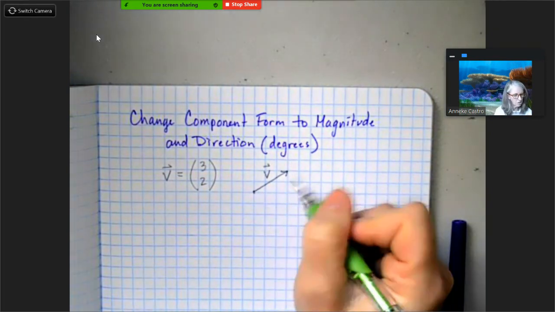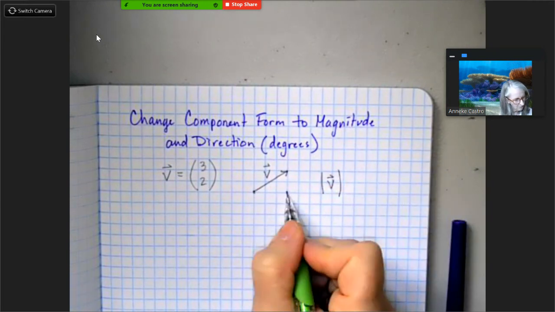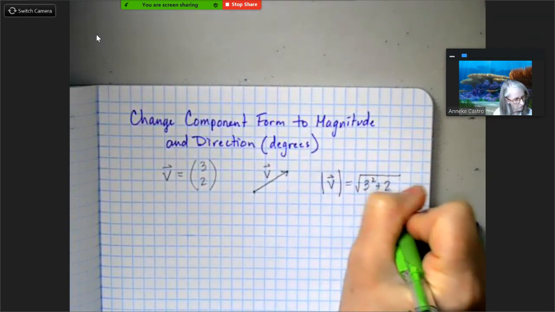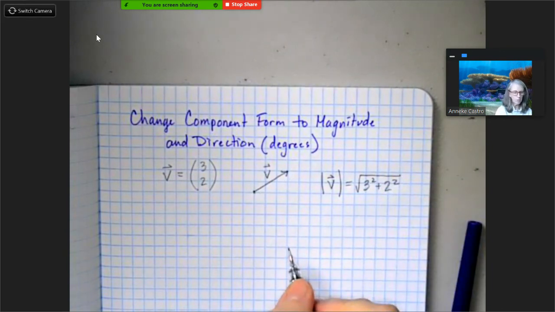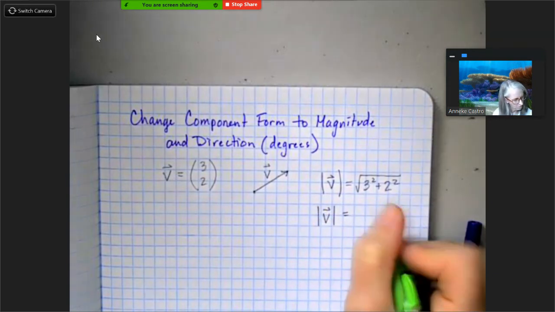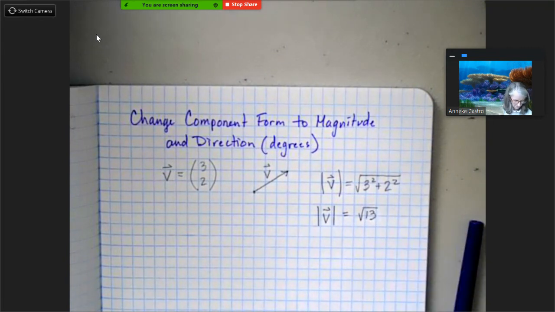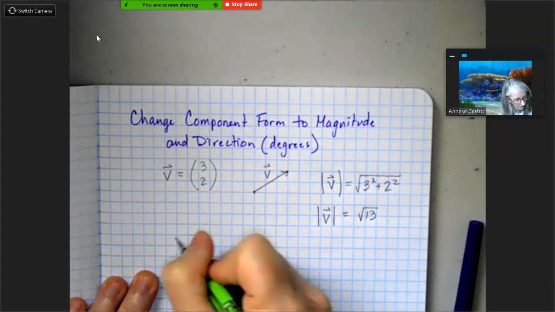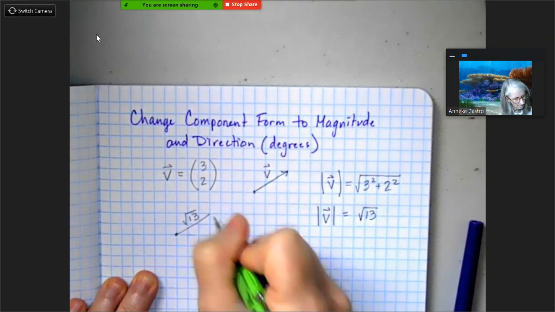I can find its magnitude. So the magnitude of vector v, it's 3 and 2, right? So it's going to be the square root of 3 squared plus 2 squared. You can do it thinking about the Pythagorean theorem or the distance formula, whichever one works for you. That's going to get us our magnitude. So my magnitude of vector v is going to be equal to the square root of 13. I'm just going to leave it like that for right now. If I go back to my diagram, I've got my little right triangle here. This is going to be the square root of 13.